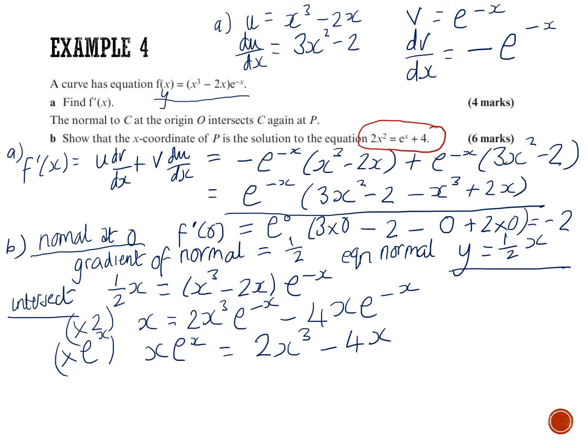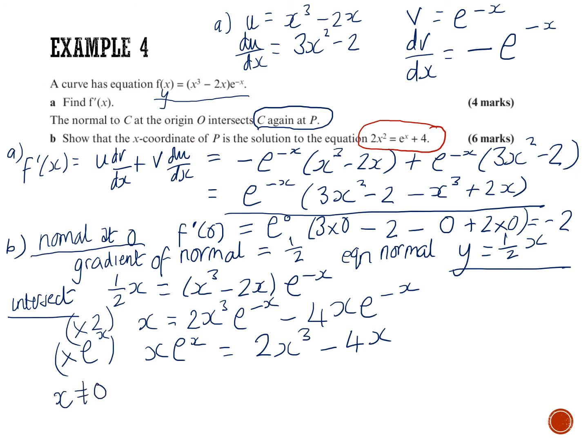Now the thing you'll notice here is we've got a few too many x's. The reason being that this normal intersects the curve again at P. So it will intersect once at the origin, because normals will intersect the curve there, and then it will intersect again at P. And that's the point we're interested in. So the solution we're not interested in is 0 for x. So x isn't equal to 0.